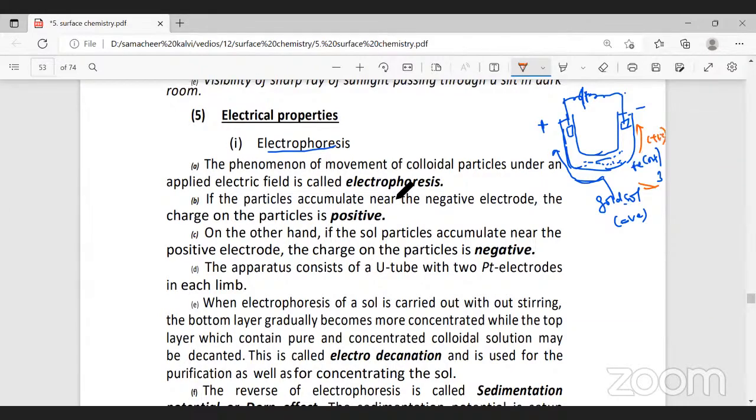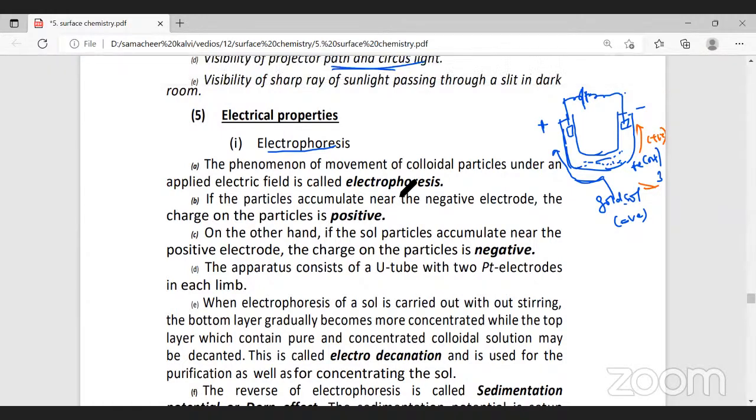So, colloids are charged in nature. To determine the charge of the colloid, we perform an experiment called electrophoresis. The phenomenon of movement of colloidal particles under the applied electric field is called electrophoresis. If the colloid moves towards the anode, it is called anaphoresis. And if the colloid moves towards the cathode, it is called cataphoresis. Both anaphoresis and cataphoresis are commonly called electrophoresis.